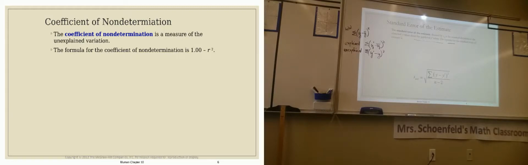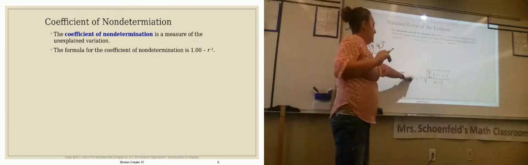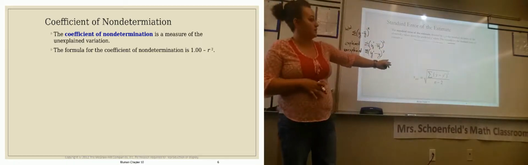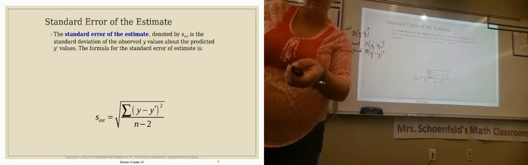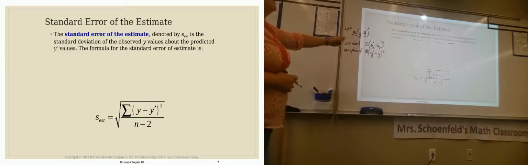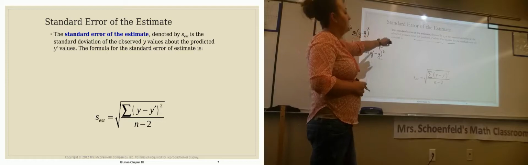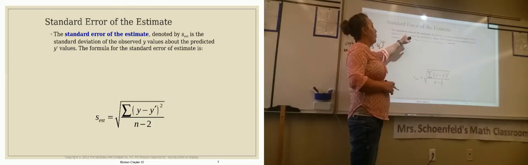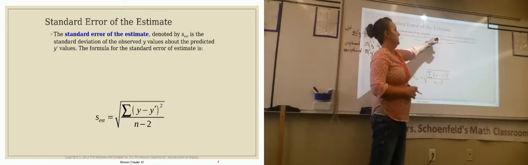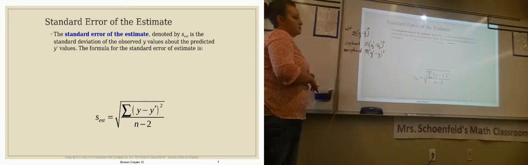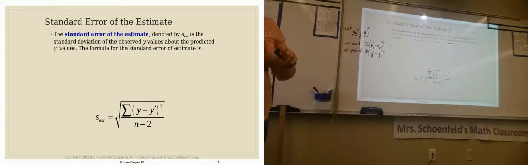Okay, standard error of the estimate. S estimate is the symbol for it. That's pretty much it on there. It is about the observed y values and the predicted y prime values. So y prime is just those predicted values. Okay, standard error of the estimate.